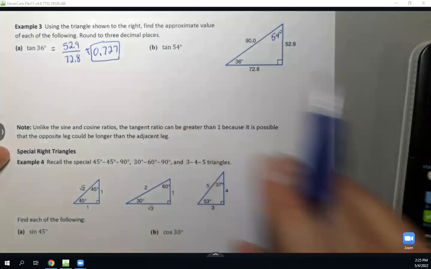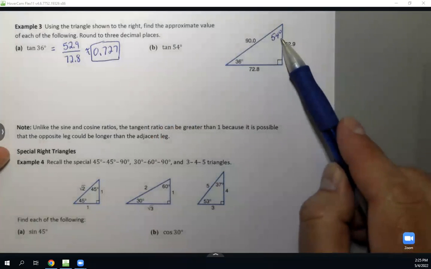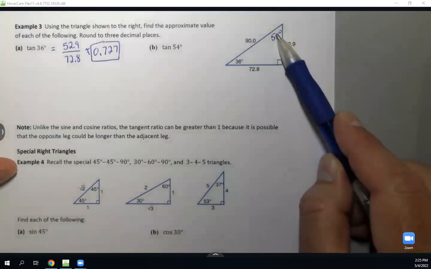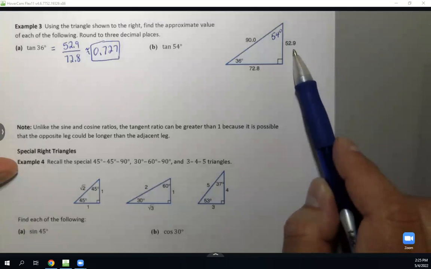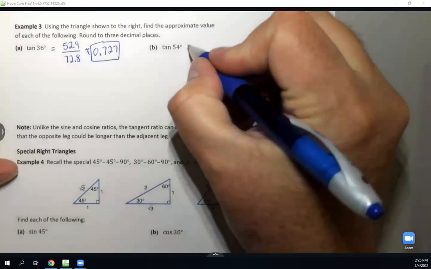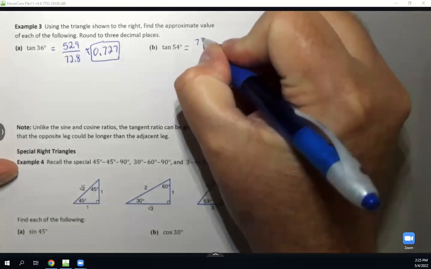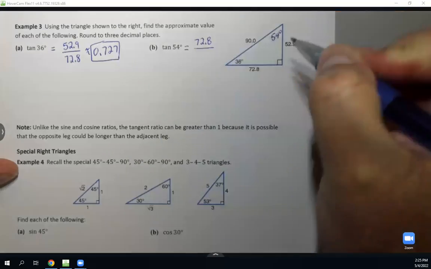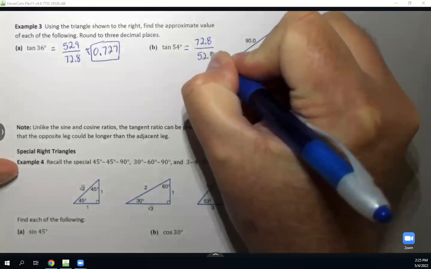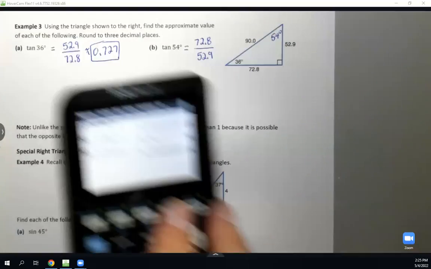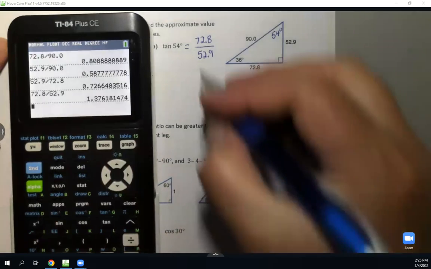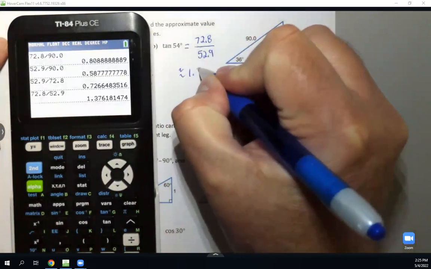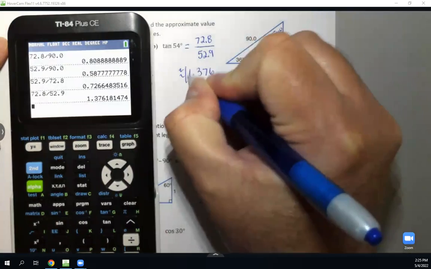The tangent of 54 degrees, well, 54 degrees is here. So the side opposite is 72.8 and the side adjacent is 52.9. So it's going to equal 72.8 over 52.9. And if I take 72.8 divided by 52.9, that is 1.376.